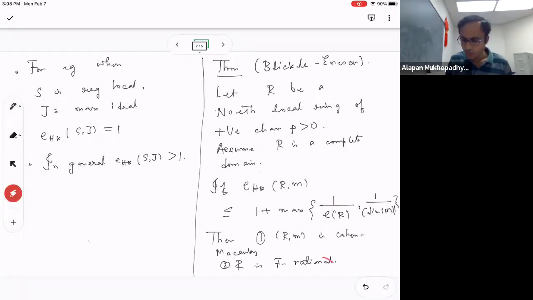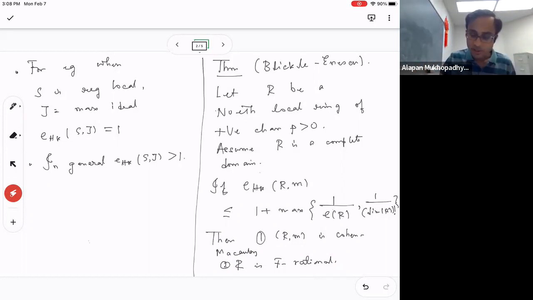So what is F-rational? F-rational is an analog of rational singularities in positive characteristic. Precisely, a ring is called F-rational if the ideal generated by a system of parameters of the local ring is tightly closed. But let me not get into the details of that.